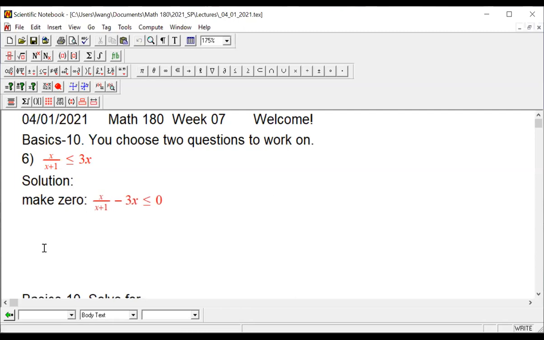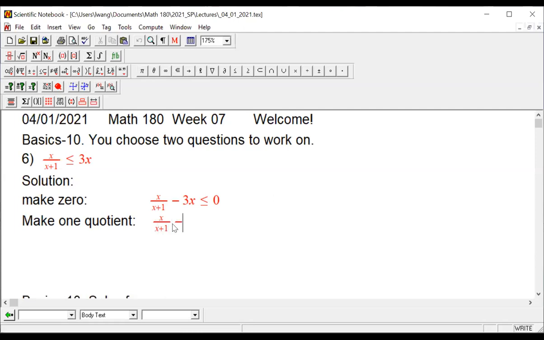Making zero. You don't have to write these words, and I write it down just to prompt you about these key steps. And then we're gonna make a quotient, one quotient. Okay, make zero, make quotient, and we have x over x plus 1 minus, here you have 3x times x plus 1, x plus 1.